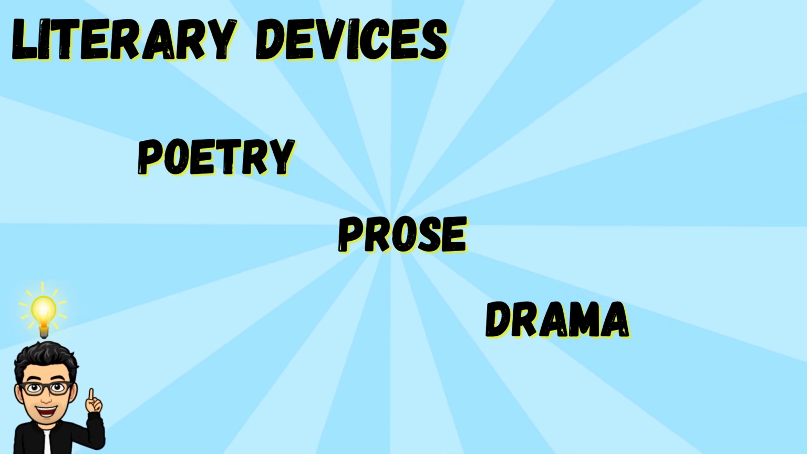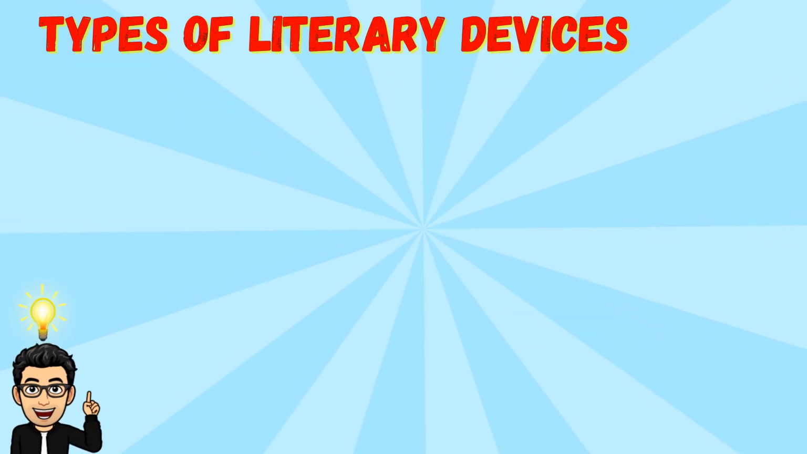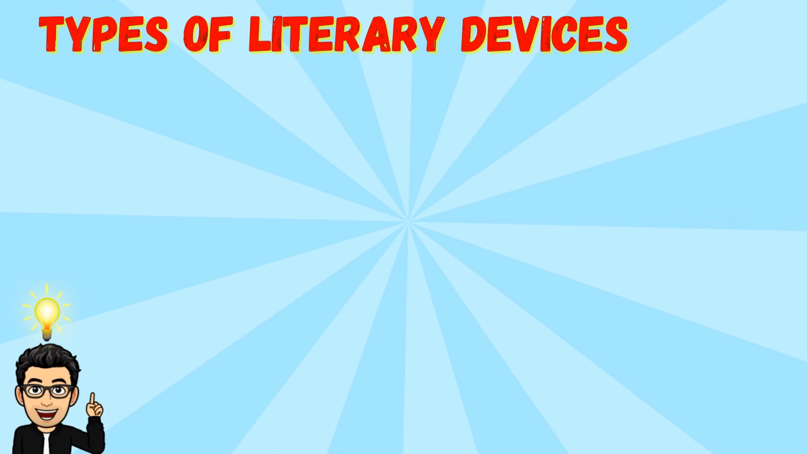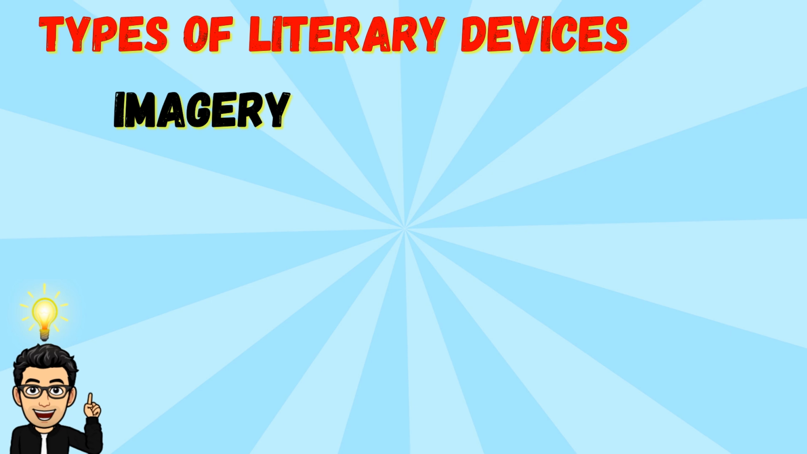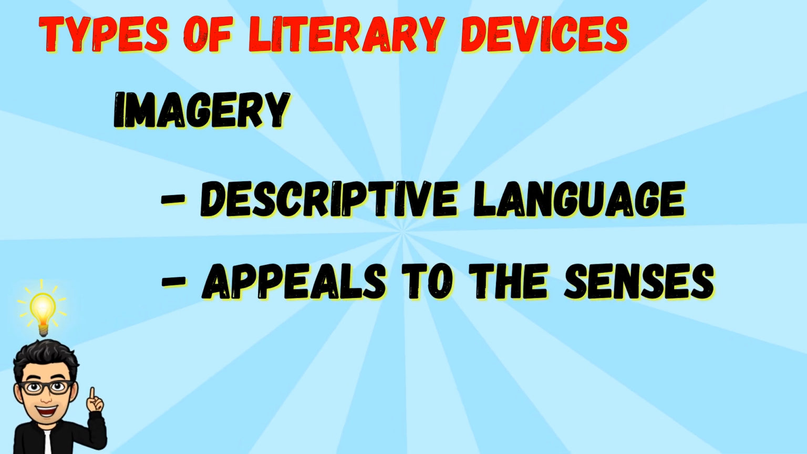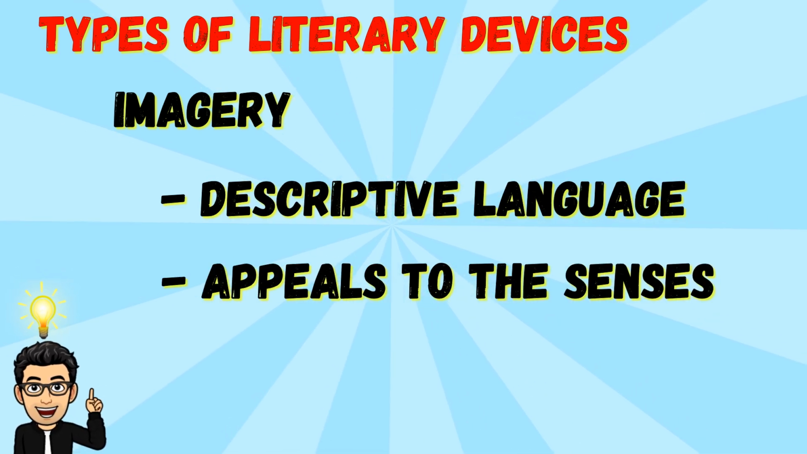Now, let's discuss the different types of literary devices. First on the list is imagery. Imagery is descriptive language that appeals to the senses, creating vivid mental pictures for the reader.